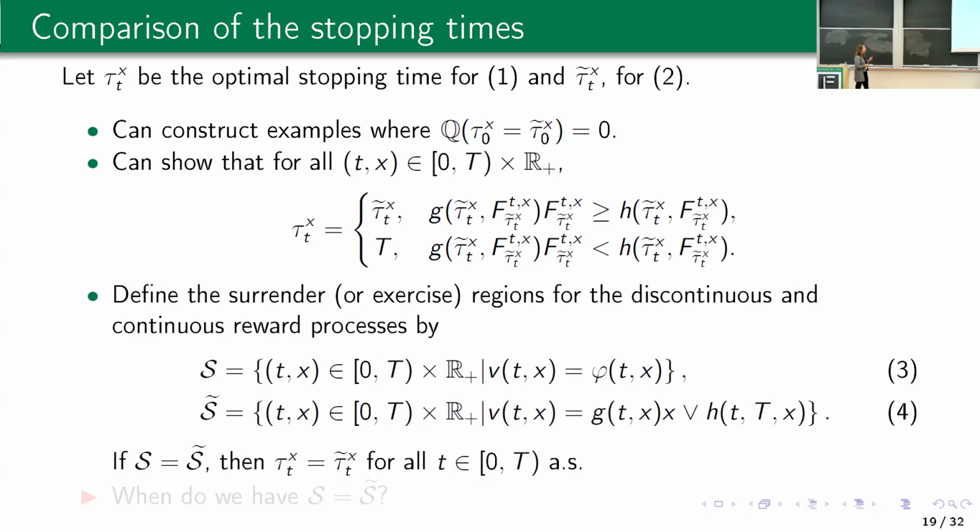So if we say S is my stopping region, my surrender region for the original problem, and S tilde is the one for the continuous reward, then when these two regions coincide, my stopping time coincides, because it's the first entry time of the value process into that region. So then we were wondering, basically, when do these two regions coincide?